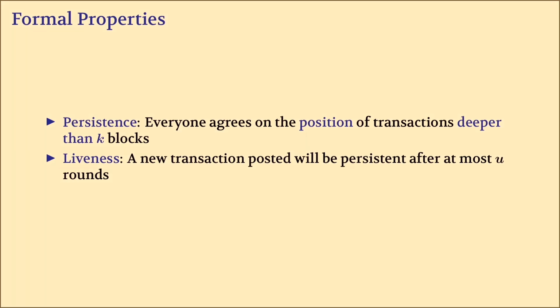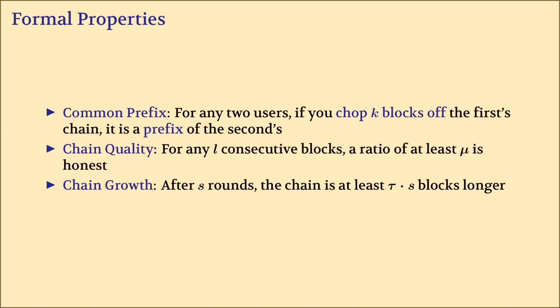And the second property is quite simple, and it just says, well, if I have a new transaction and I broadcast it to the network, sometime later it will be persistent. Now, these are underpinned by three more low-level properties, which largely express the same thing in different ways. So there's common prefix, chain quality, and chain growth. Common prefix is just really a rephrasing of consensus, and it says, well, if you have two users and you take both of their chains, you chop k blocks off the first user's chain, it will be a prefix of the second user's chain.